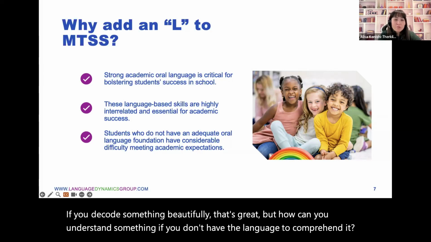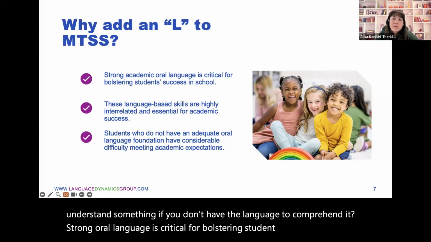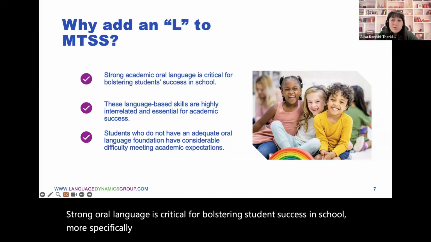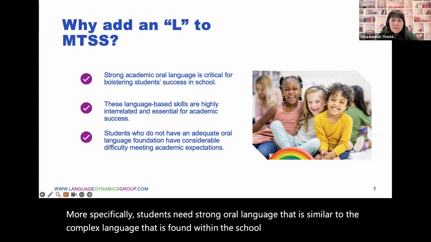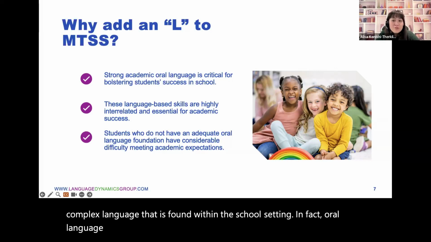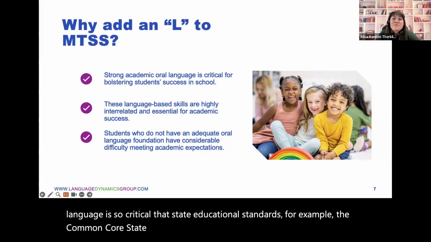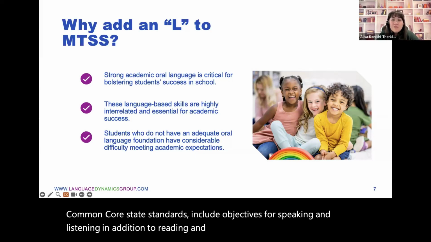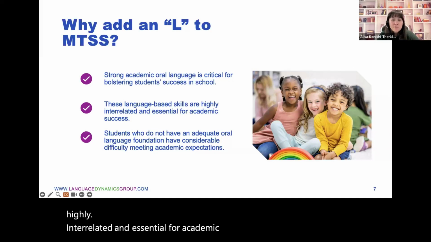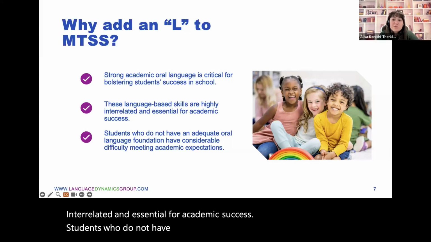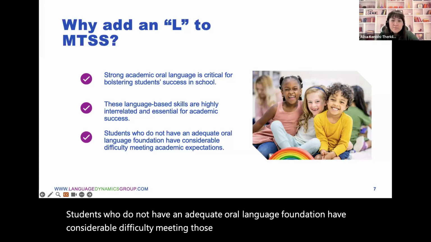Strong oral language is critical for bolstering students' success in school. More specifically, students need strong oral language that is similar to the complex language that is found within the school setting. In fact, oral language is so critical that state educational standards, for example, the Common Core state standards, include objectives for speaking and listening in addition to reading and writing. These language-based skills are highly interrelated and essential for academic success. Students who do not have an adequate oral language foundation have considerable difficulty meeting those academic expectations.